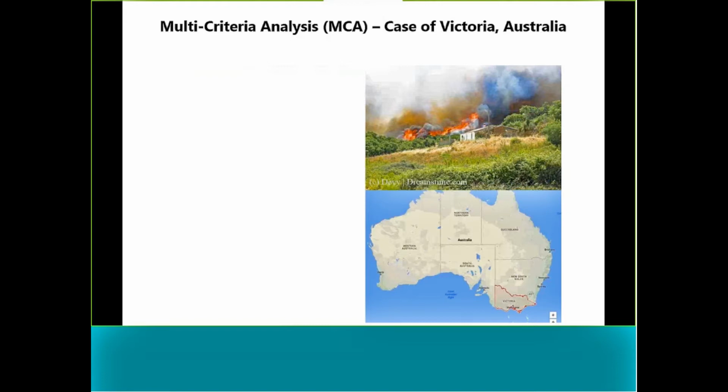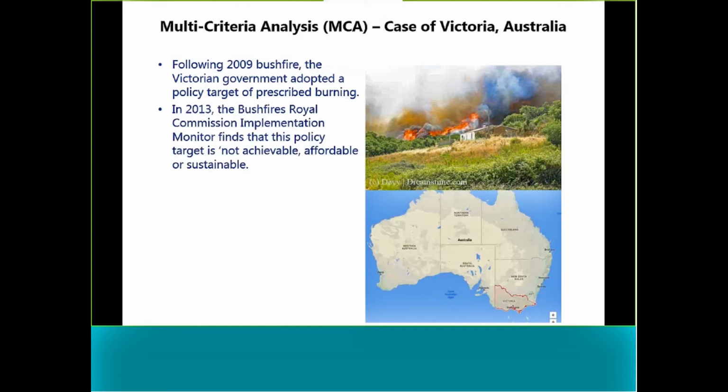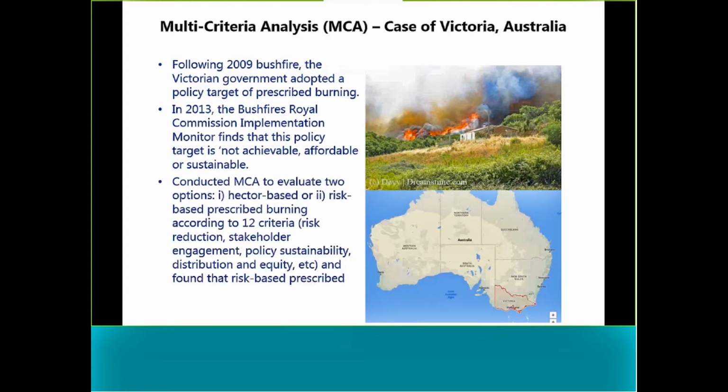To give a recent example of a multi-criteria analysis application, this is the case of Victoria, Australia, where following the 2009 bushfire, the Victorian government adopted a policy target for prescribed burning applied to a minimum of 5% of public land. But in 2013, the Bushfires Royal Commission Implementation Monitor, a body that monitors the implementation of this policy, found that this prescribed burning target is not achievable, affordable, or sustainable. Therefore, it commissioned experts to conduct a multi-criteria assessment to compare two investment options.